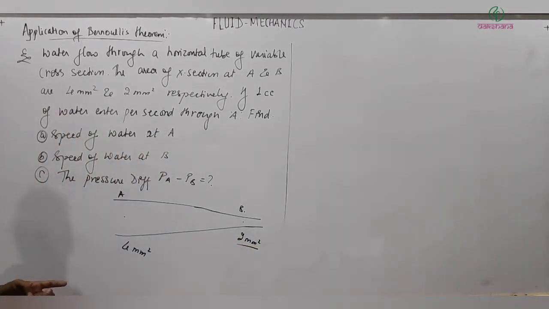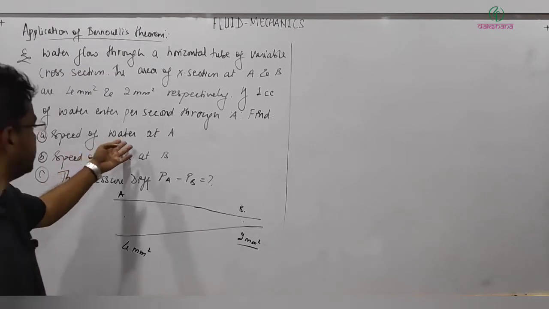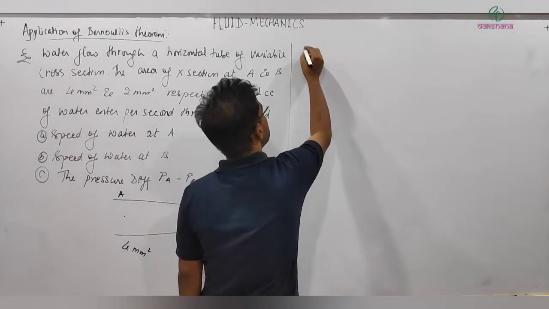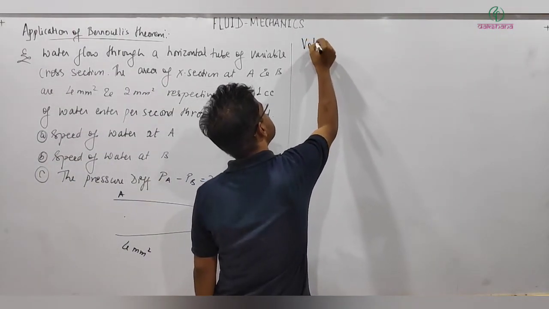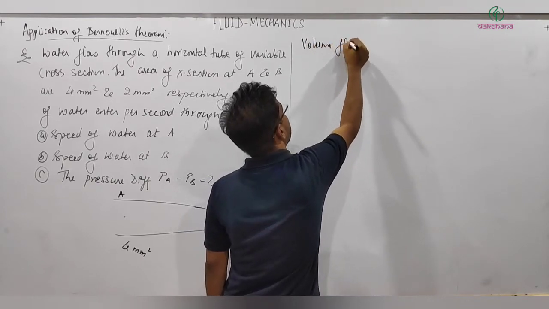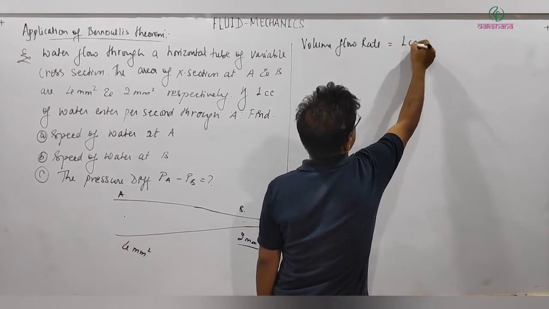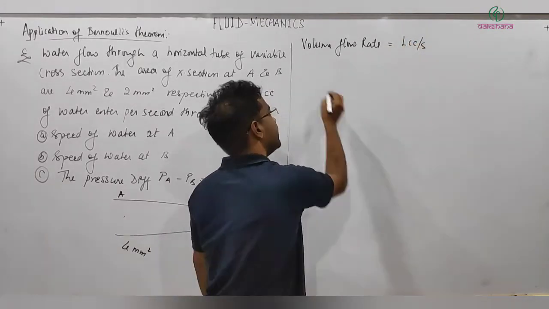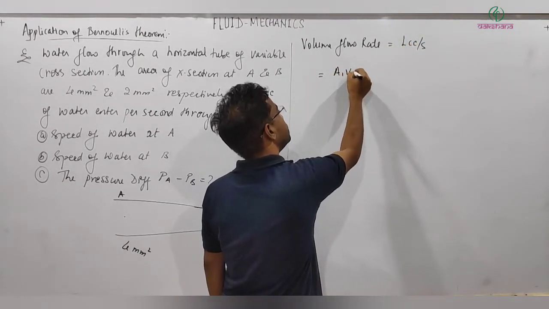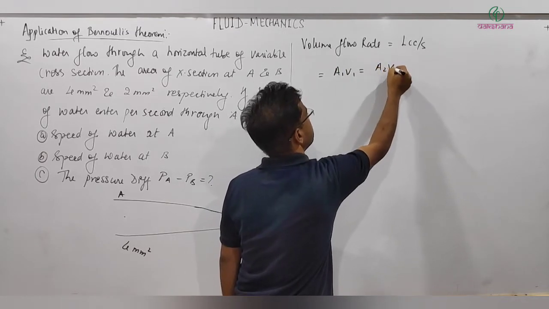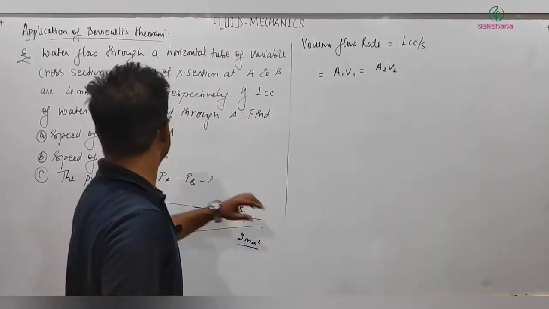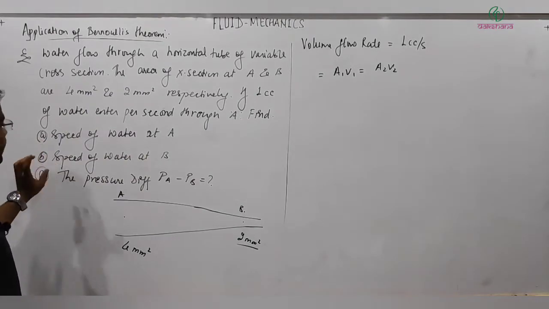And if 1 cc of water enters per second through A, find the speed of water at A and B. So the volume flow rate is given as 1 cc per second. I can write volume flow rate is equal to A1 into V1, or it can be A2 into V2. So by using that, we can get the answer directly for A and B.